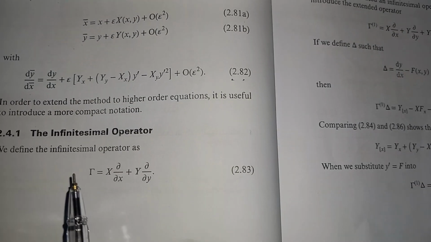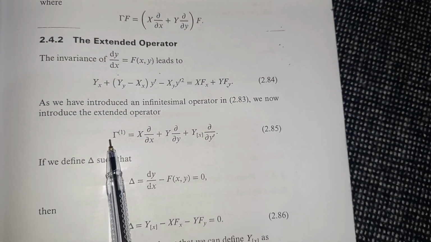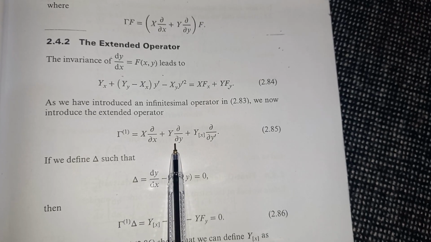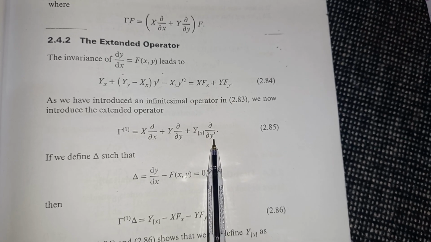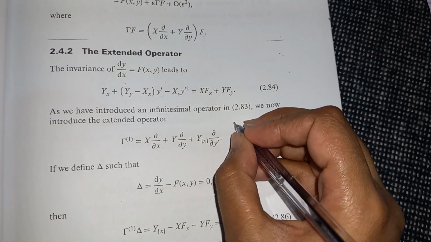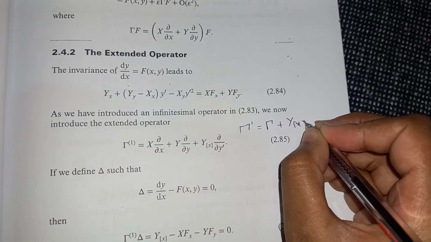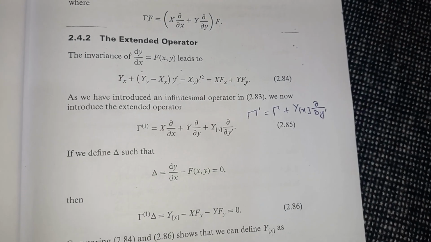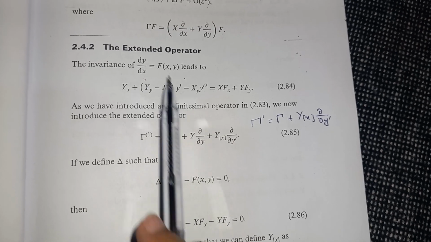As you know, we have already defined the infinitesimal operator like this. Now we want to find the value of gamma 1. Gamma 1 is equal to capital X partial by partial X plus capital Y partial by partial Y plus Yx partial by partial Y prime. This is actually gamma 1 equal to gamma plus Yx into partial by partial Y prime.